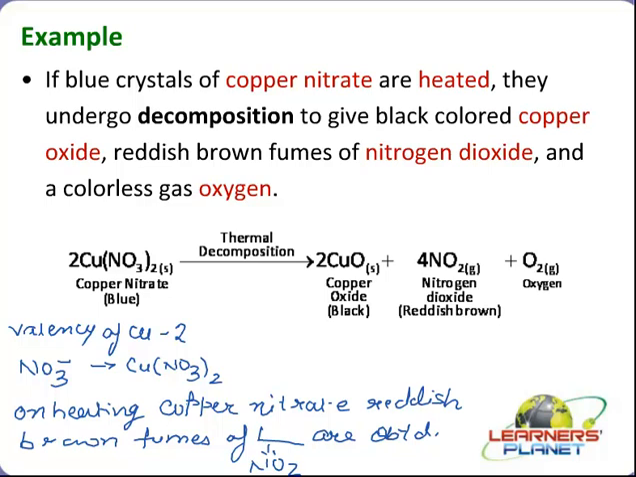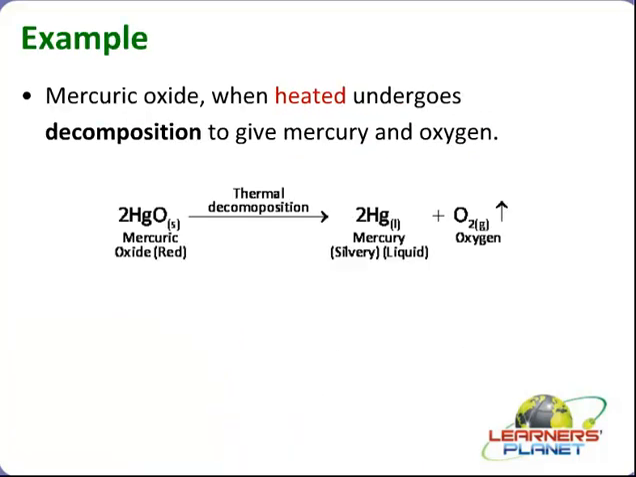Say if I am heating ammonium nitrate, or if I am heating lead nitrate. Lead nitrate when heated will give lead oxide, nitrogen dioxide and oxygen. So this is one of the examples of decomposition reaction. Clear? I'll take another example here. That is when mercuric oxide, what is the color of mercuric oxide? It's red. When heated, we are getting mercury, that is silvery and it is liquid, and oxygen gas.